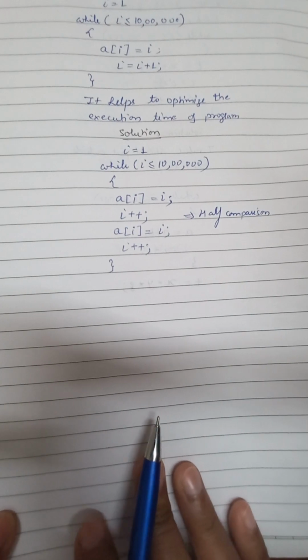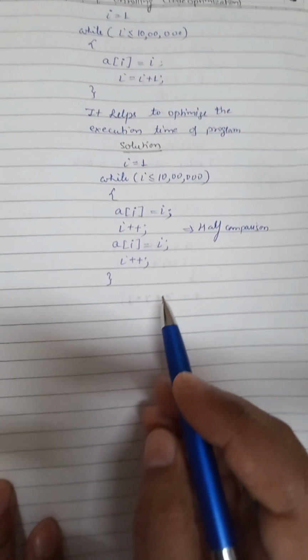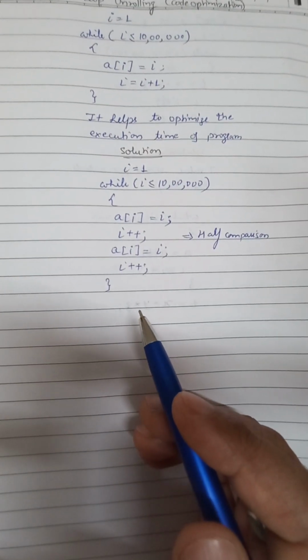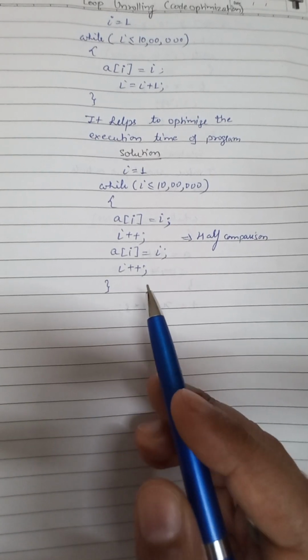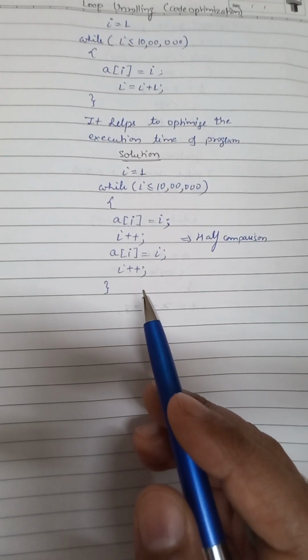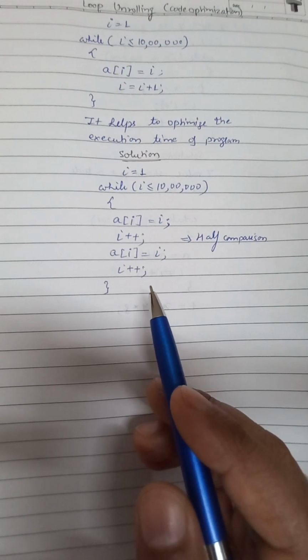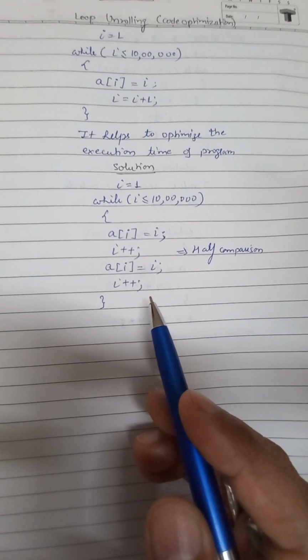So in that way, we can decrease the time if any loop has a large number of comparisons and takes more time. How we can reduce the execution time and the comparisons comes under loop unrolling in code optimization.